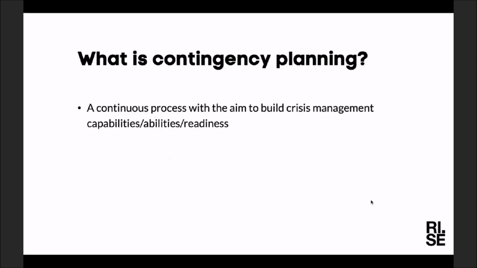So if we start with what is contingency planning, or actually what I see as contingency planning, I define it as a continuous process that aims to build crisis management capabilities, abilities, readiness. People use different words. And this includes activities such as developing plans, conducting exercises, risk assessment, scenario analysis that we've just been talking a lot about. As I will come back to in this presentation, it's about creating and developing an ability. Thus, it is a continuous learning process.